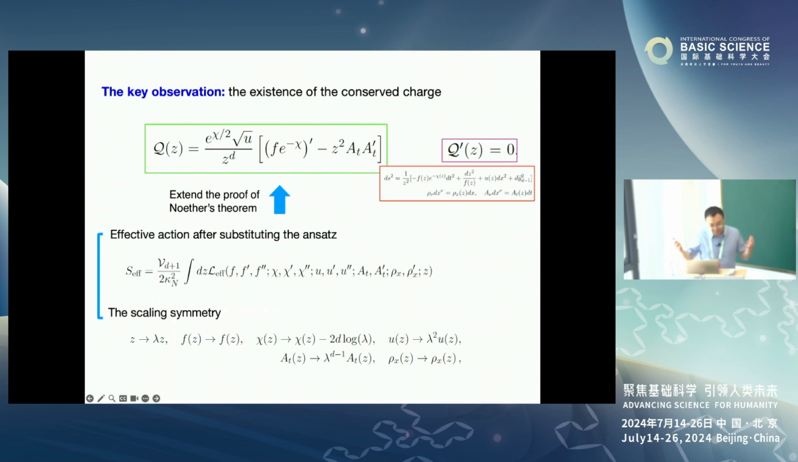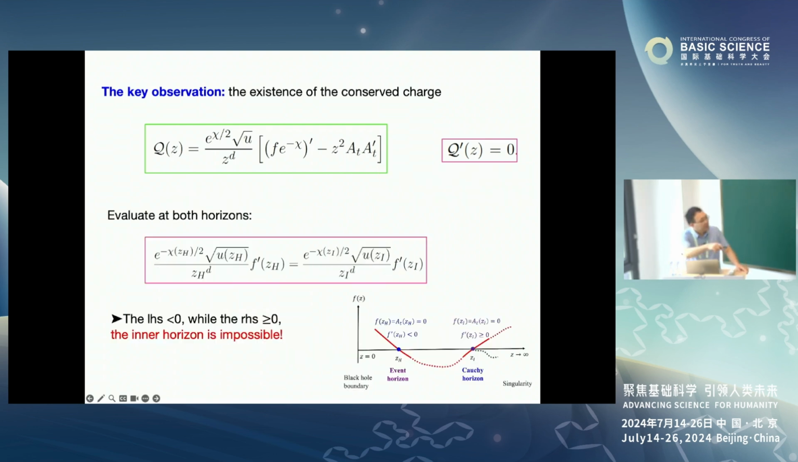But as I just mentioned, for the non-planar case, this argument will not hold because there is no such scaling symmetry. That's why in the scalar case, you see for the non-planar case, this conserved charge has some non-local term. Then you can evaluate this quantity at both horizons. You can find this side is negative and this side is not negative. So in this sense, the inner horizon is not possible.